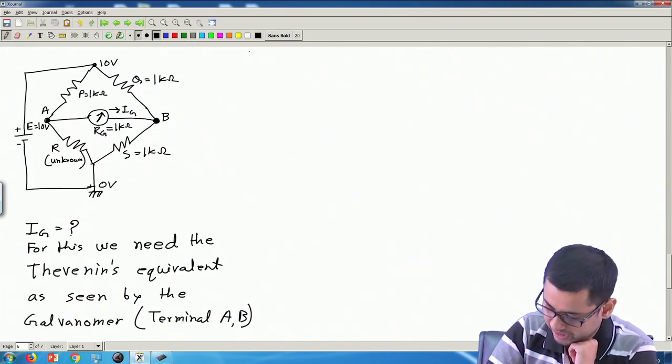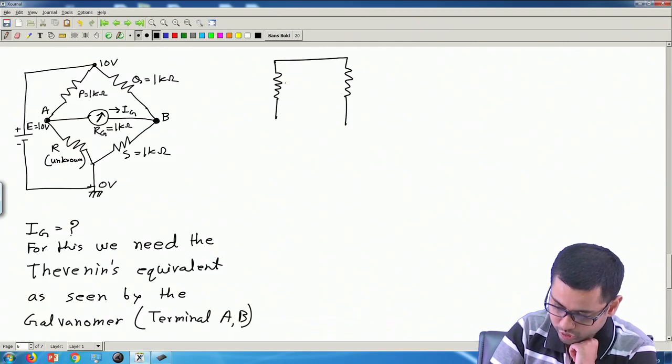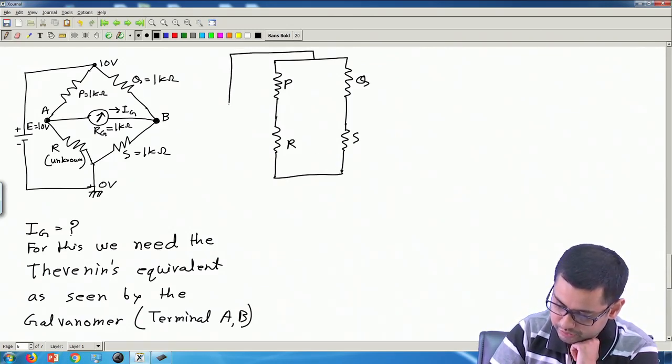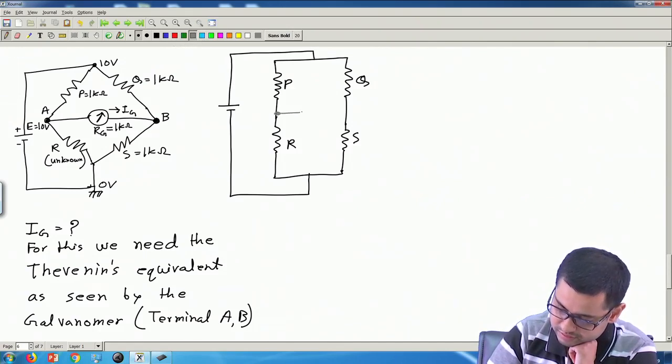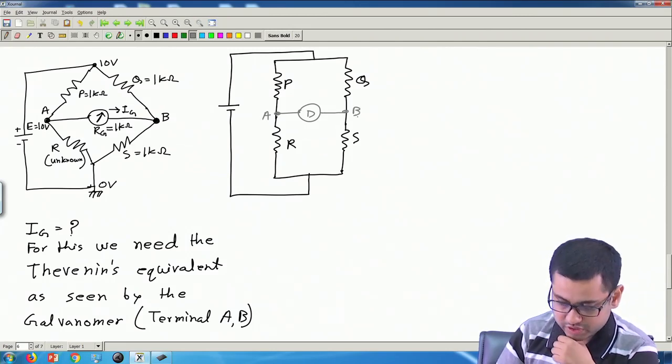Okay. So, let us draw the circuit first as seen by this galvanometer. So, let us remove the galvanometer and draw the circuit like this. I am going to draw it like this: P, Q, R, S. Between this we have the source and the detector was here. This is point A and this is point B. Okay. So, the detector was here.